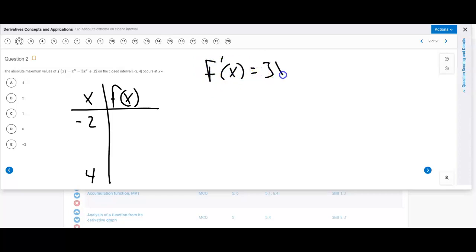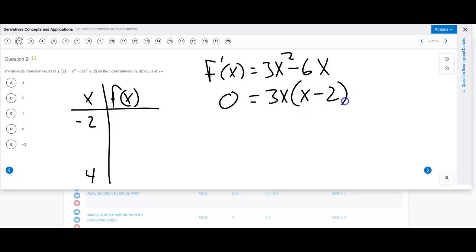The derivative would be 3x squared minus 6x. So now that's never going to be undefined because it's a polynomial, but it can equal 0. I'm going to set it equal to 0, and then I'm going to factor. And then we're going to set each piece equal to 0, and then we're going to solve.